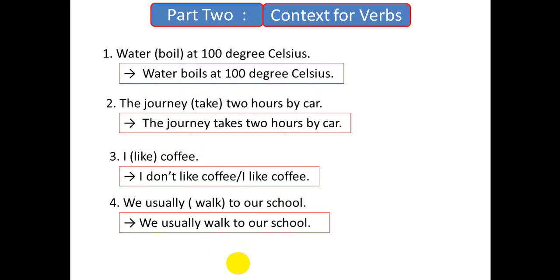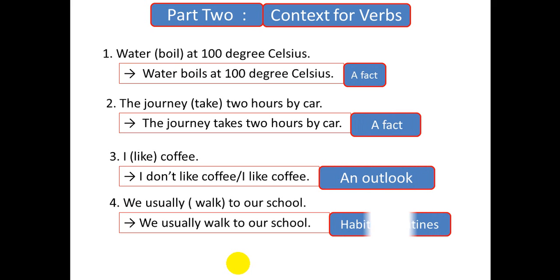If you look at the sentences after their restatement, it is clear to you that they are expressing some different contexts, and they are: first one, water boils at 100 degrees Celsius. This is a fact, this is scientifically true. The journey takes 2 hours by car. This is also a fact for the speaker. I don't like coffee, or I like coffee. This is an outlook. And we usually walk to our school. This is a habit. They are from different contexts, but they are common in one point, and this is permanent.